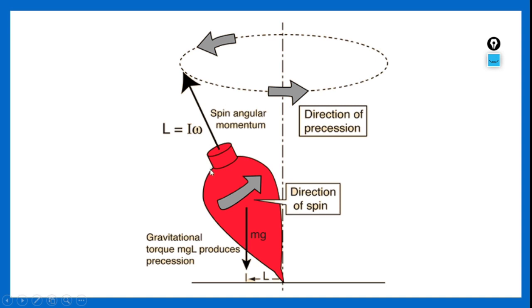Let's suppose the mass of the body is m and the acceleration due to gravity is g. So m into g gives the weight of the top. The product of the weight of the top and the distance, that is L, is nothing but torque. So this helps the top not only to spin or rotate, but it will also precess around an axis.